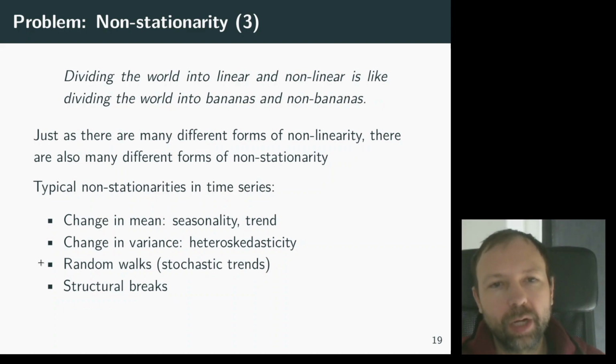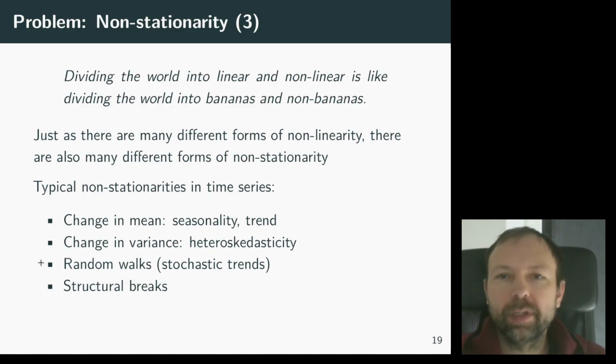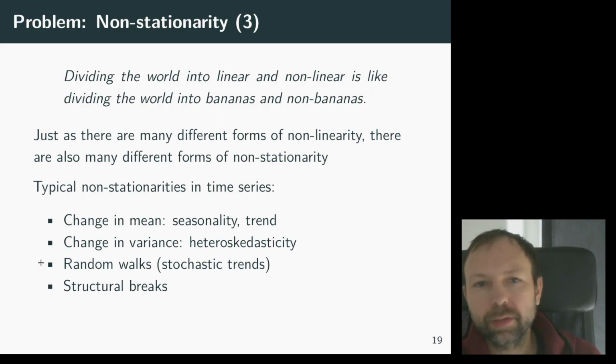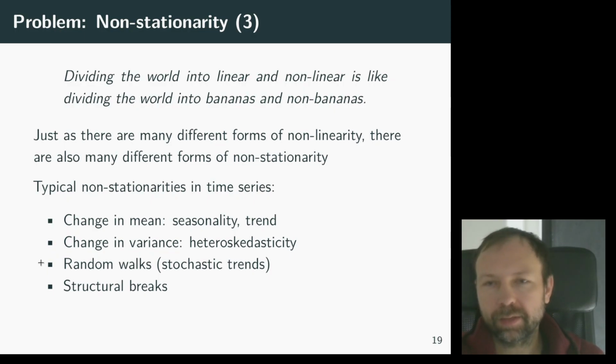Yeah, and now I want to argue that just as there are many forms of non-linearities, there are also many different forms of non-stationarity, right? So here we are in the exact same situation.